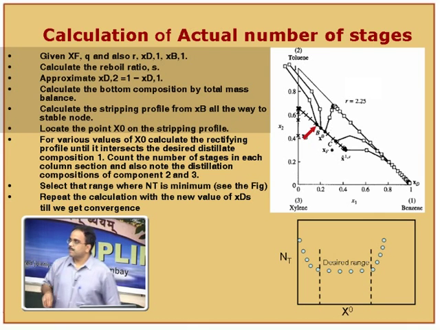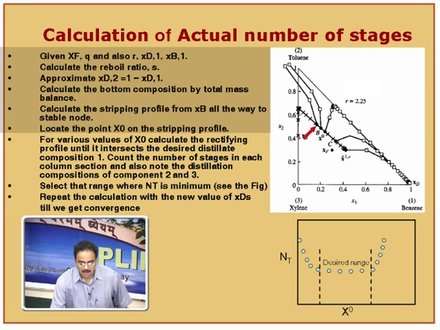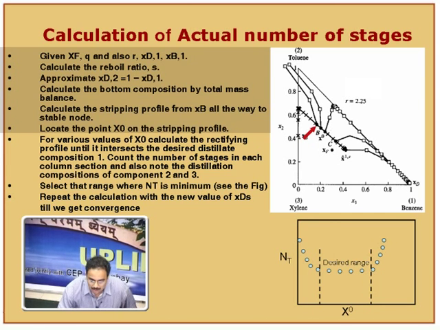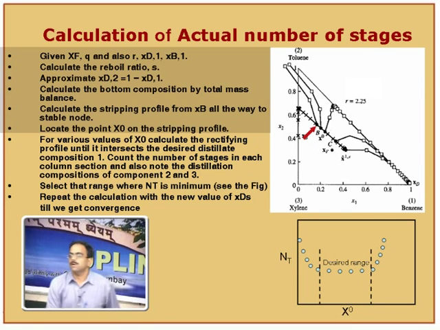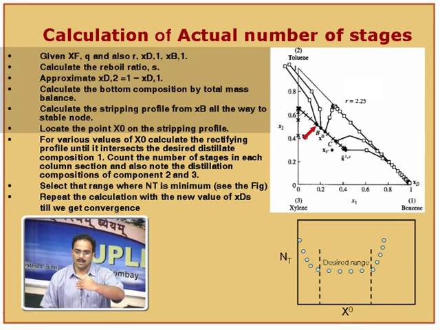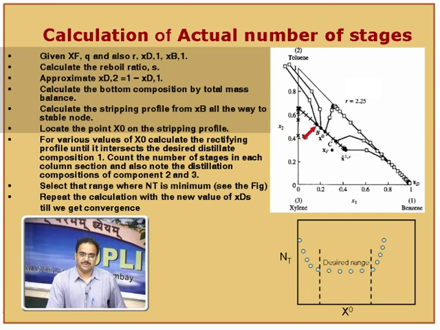I have just located that point, okay. Now the next step is to solve for the rectifying section profile in opposite direction, okay. Let us see whether this point A is the intersection of stripping section profile and rectifying section profile. Let us say this point is the intersection.